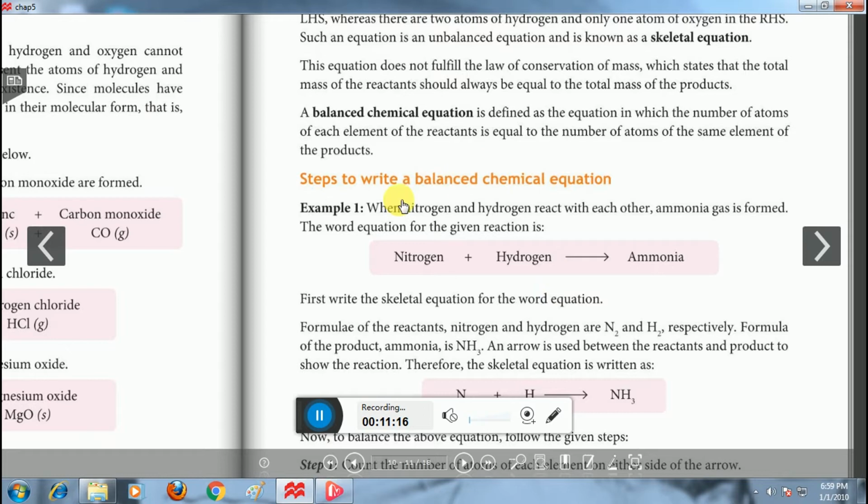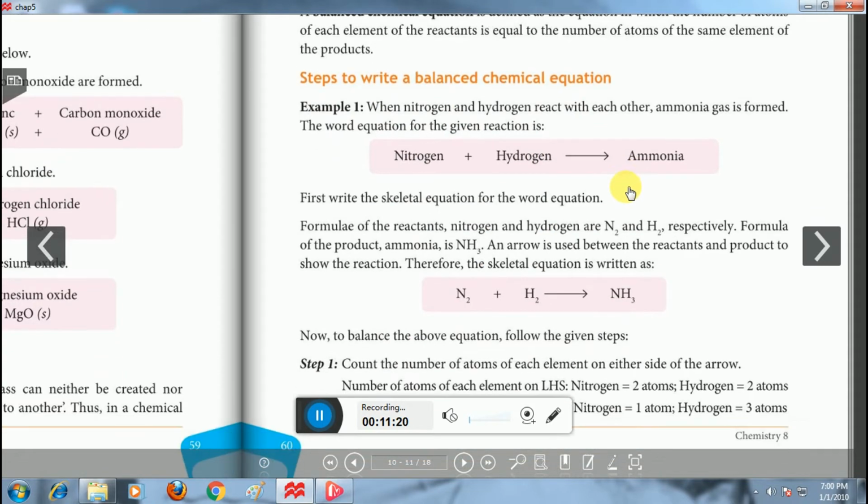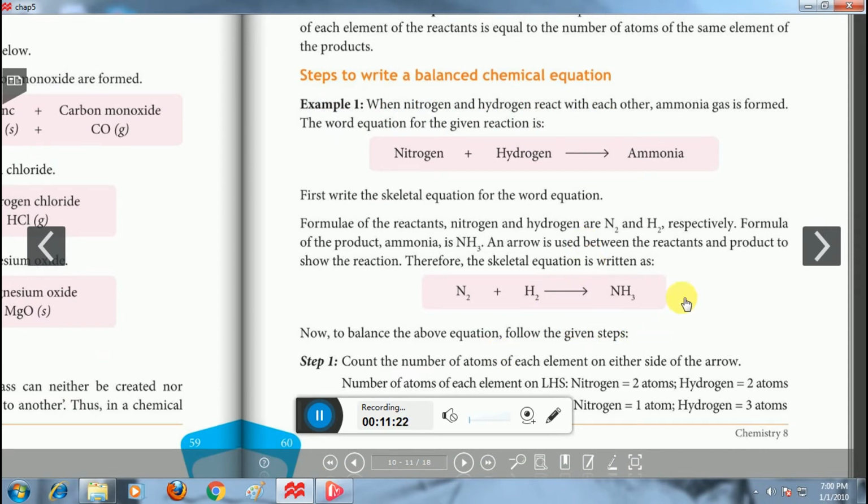Now there are several steps to write balanced chemical equations. You should follow these steps. First step, you have to write the skeletal equations from the word equations. For example, when nitrogen and hydrogen react with each other, ammonia gas is formed. This is the reaction. This is the observation.